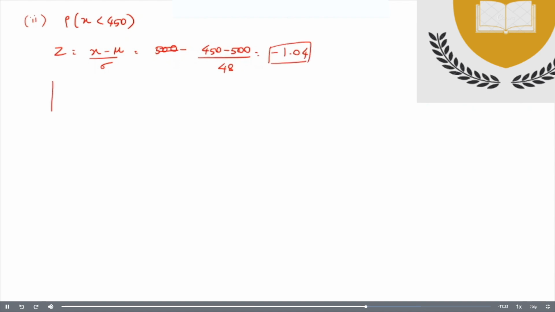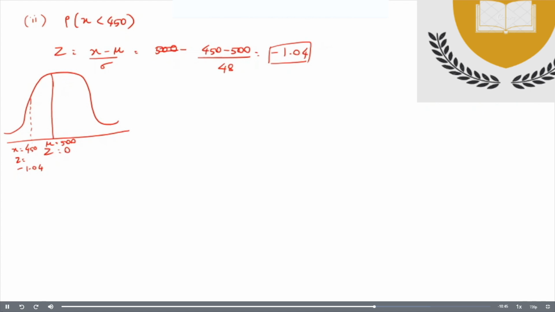Okay, so let me first draw the diagram now. Here this is z equals 0, this is the point of 500, and 450 will be somewhere here. The first thing is to plot the x value. X is 450, at that point z is equal to minus 1.04. So 450 falls to the left side of 500. X value cannot be negative. Be careful, only the z value can be negative. X is the number of people required, number of successes required. You cannot say I want minus 5 successes. So the x value can never be negative. Even if it comes to the left side, it will only be less than the mean.